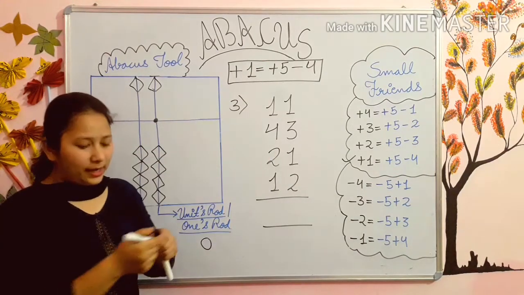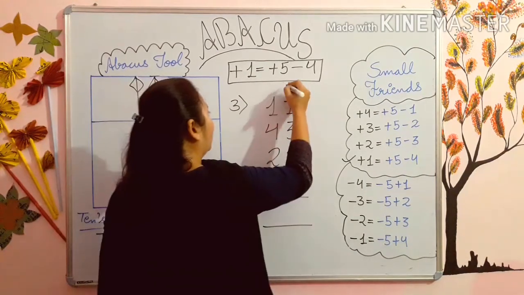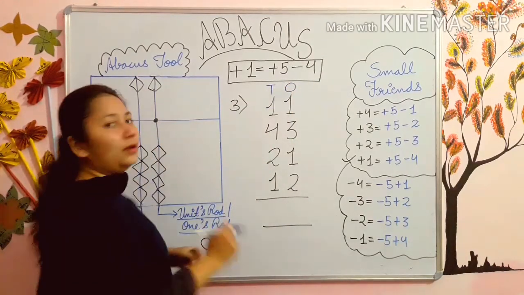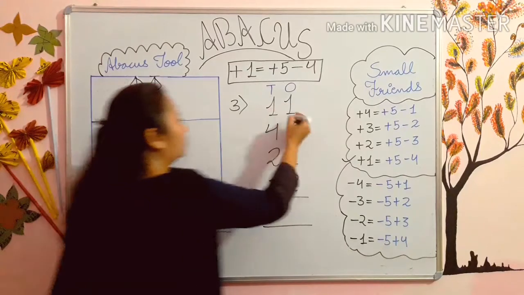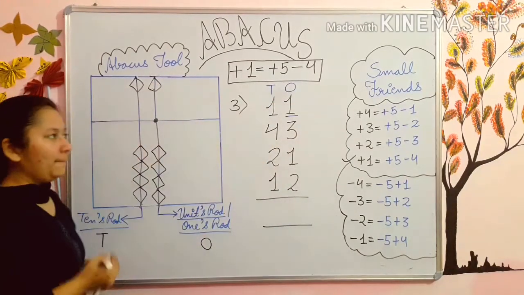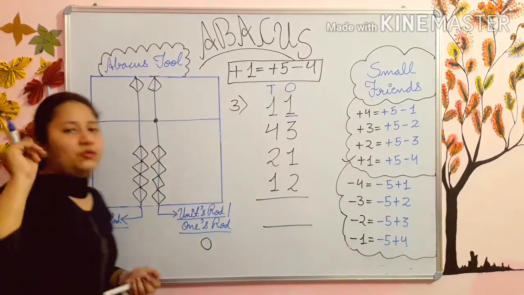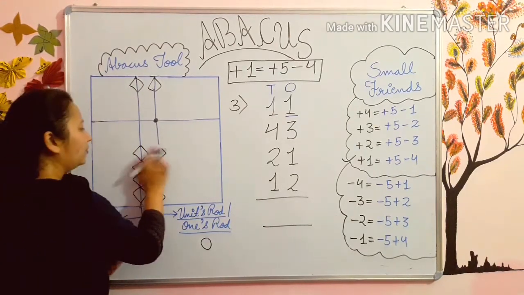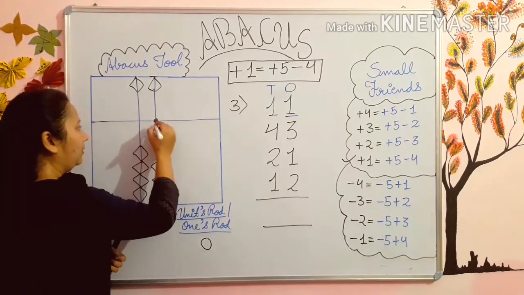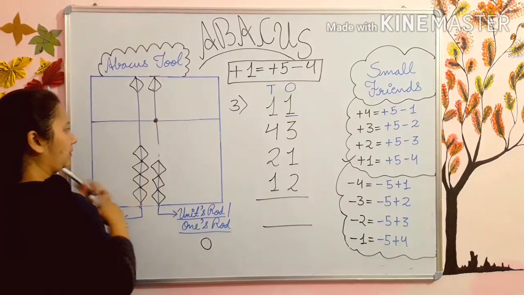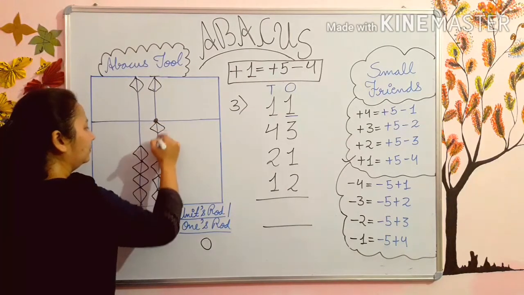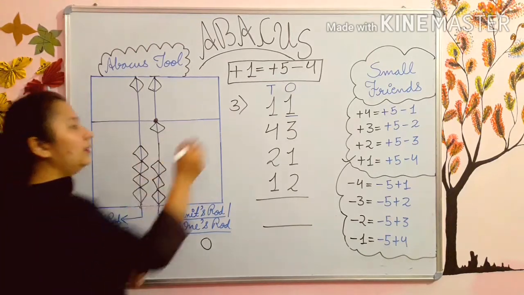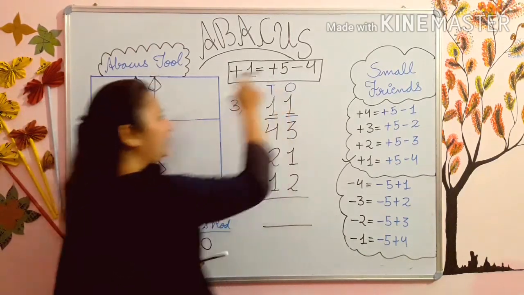Now as I always tell you, this will go in ones rod, this will go in tens rod. Now, first of all, you have to do plus 1. Plus 1 in ones rod. So, for plus, what you have to do? Put the beads up. So, 1 bead up.